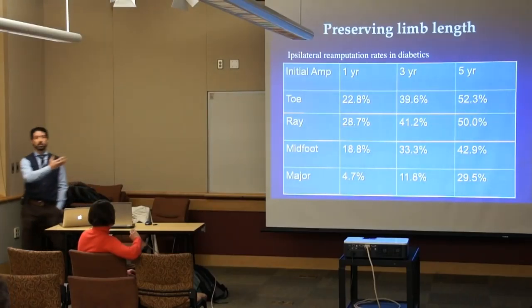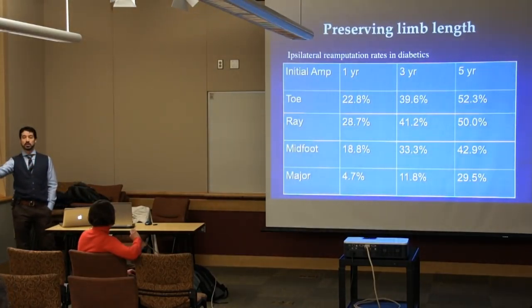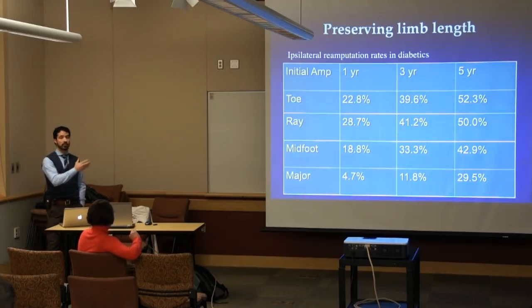Okay, and of course there's the re-amputation rates. The more distal you go, and this is really primarily talking about your diabetic and dysvascular population, the more distal you go, generally speaking, the more the chances are that you're going to have to re-amputate at a more proximal level. So this doesn't mean you shouldn't do a more distal level, but it's something to keep in mind as you go.